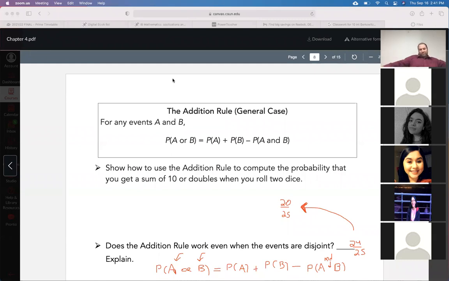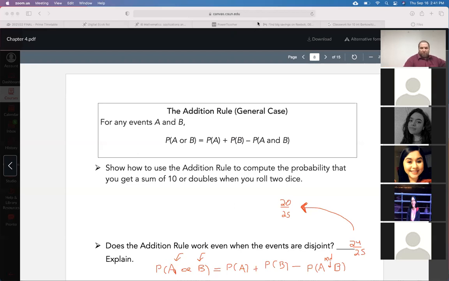Professor, so if we were to use the thing we just did right now, would it go like P, the probability of M&Ms or green equals probability of M&Ms plus probability of green minus probability of M&Ms and green? Yes, that's exactly it. That's exactly it.